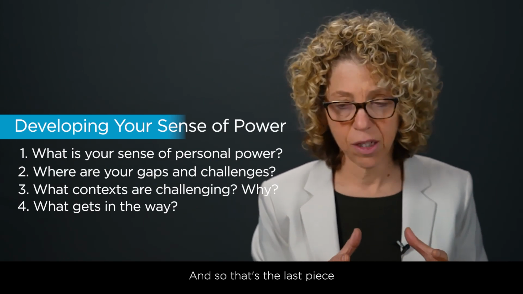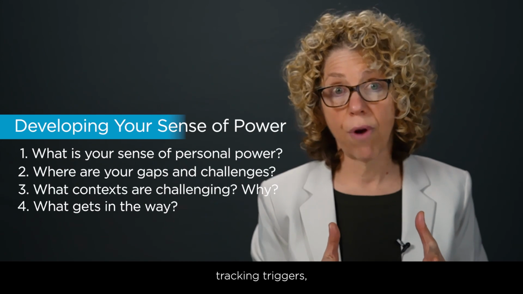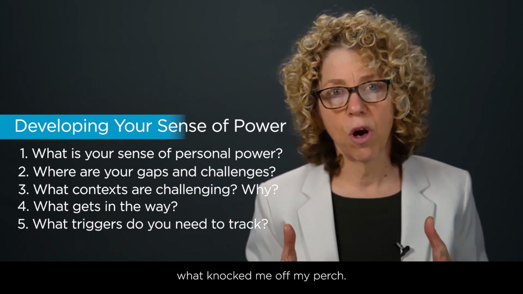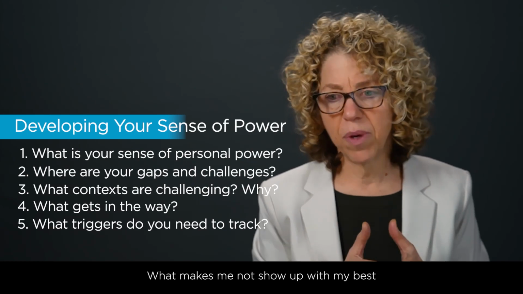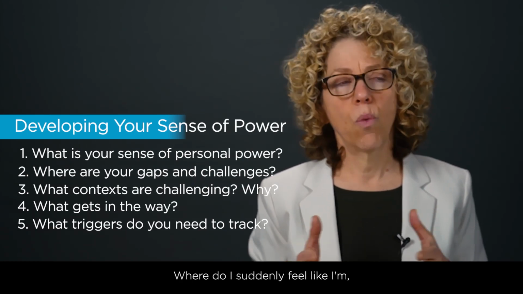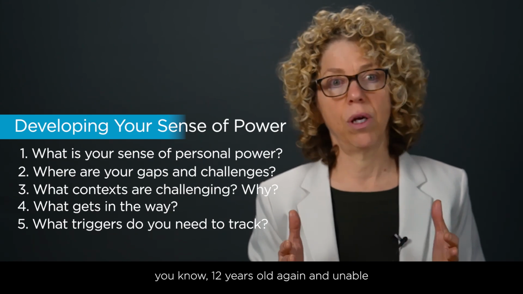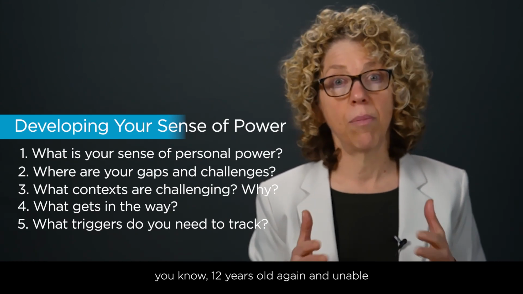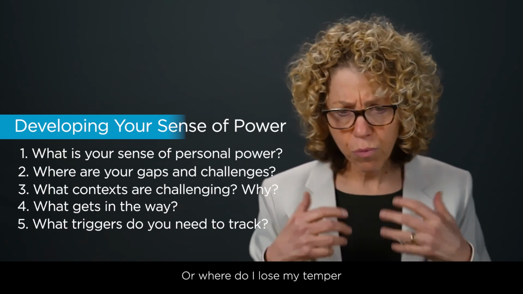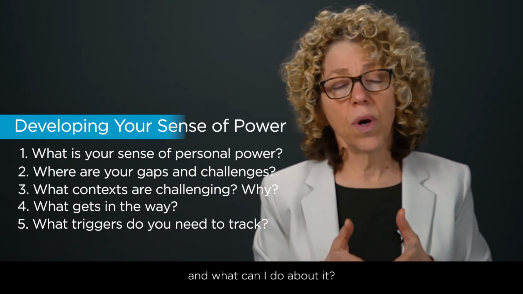And so that's the last piece, is really what I call tracking triggers, like really understanding what knocks me off my perch, what makes me not show up with my best thinking. You know, where do I freeze? Where do I suddenly feel like I'm 12 years old again and unable to really speak or be effective? Or where do I lose my temper or get impatient? And what can I do about it?